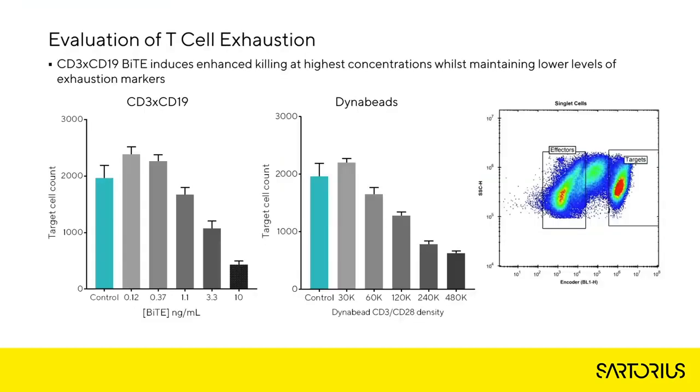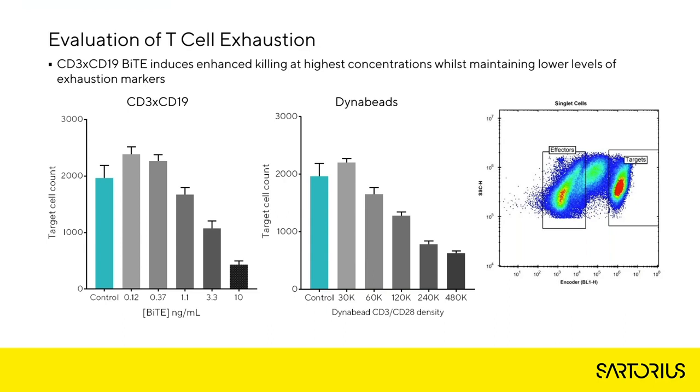However, the count of live target cells was also collected from the T cell exhaustion cell and cytokine kit by using the NucLight Green labelled Ramos cells. These can easily be separated from the effector cells using the BL1 versus side scatter height dot plot as shown on the right. As you can see, at highest concentrations of BiTE, we see a 31% decrease in the number of target cells compared to the highest Dynabead density.